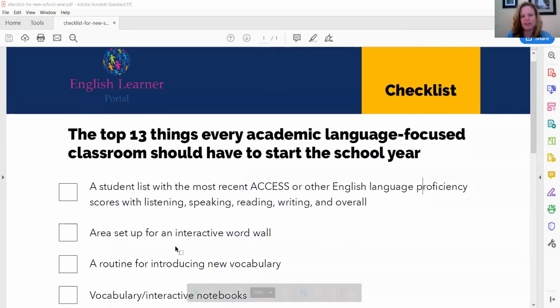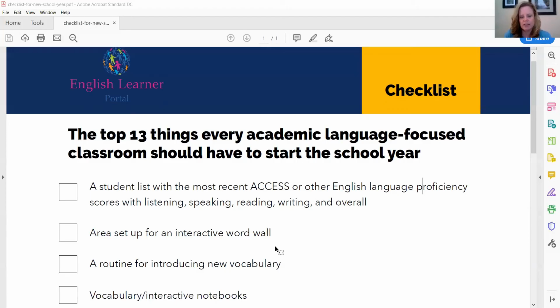You want to set up an area for an interactive word wall. So your word wall shouldn't be just, here's letter B, and then here are a list of B words under it. You want your word wall to be something that you're building together. So early in the year, you want to just set up the shell of your word wall. Put up the alphabet, get it ready.